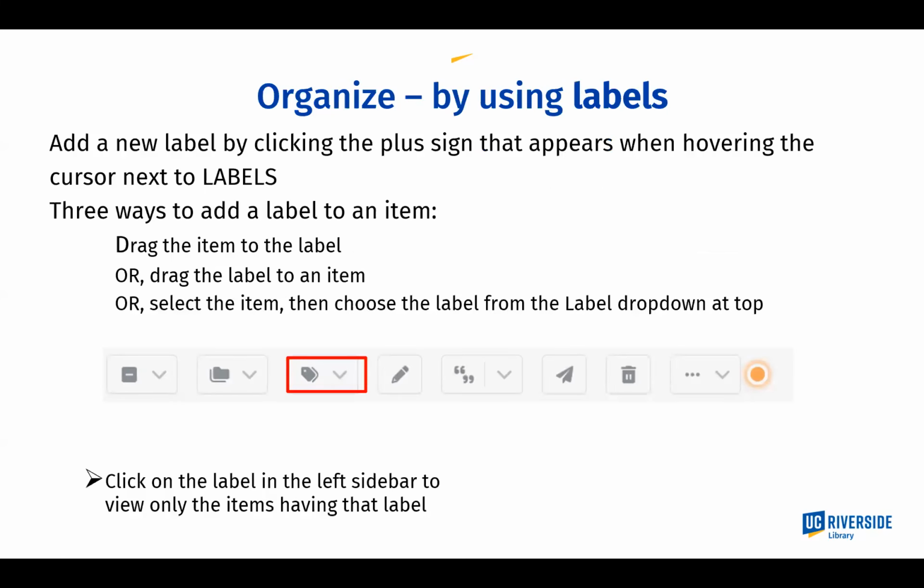So labels are very similar. You can add a new label by clicking the plus sign that appears when hovering next to Labels. And there are the same 3 ways of adding a label to an item: drag the item to the label, drag the label to the item, or select an item and then choose the label from the drop down at the top.